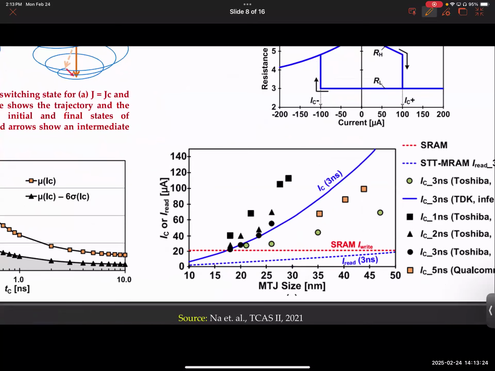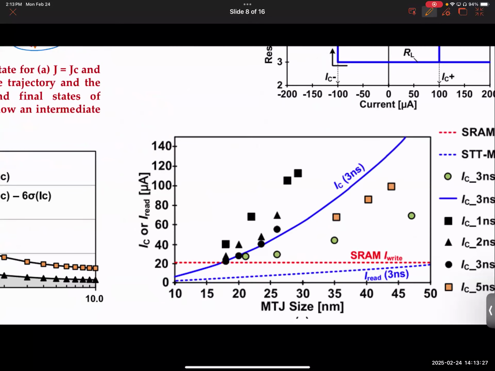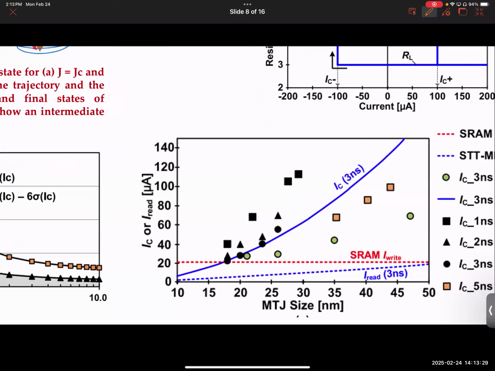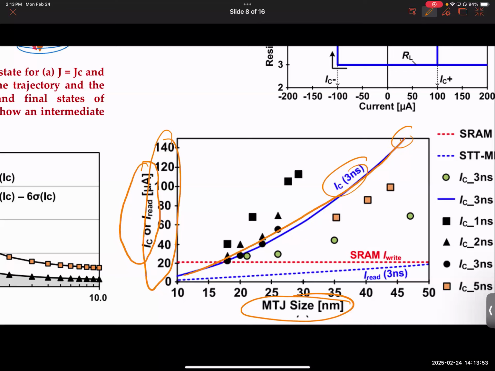So notice, still with me? Okay. On your left, we have the critical current or read current that we're plotting. This will also give you some sense of what the numbers look like. 100 microamps, around that ballpark. This is the MTJ size. So if you make the MTJ smaller, notice this. This is critical current. The critical current reduces. Isn't that obvious? Okay. All right, critical current reduces.